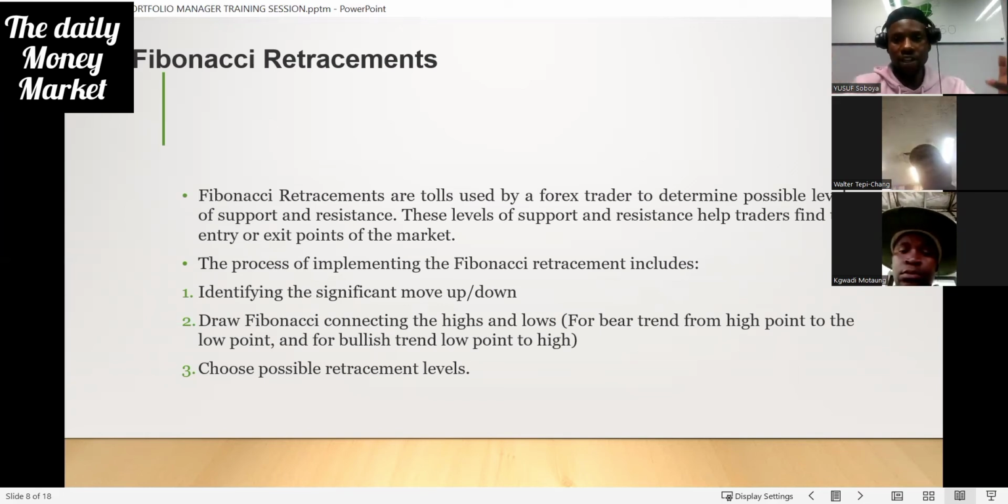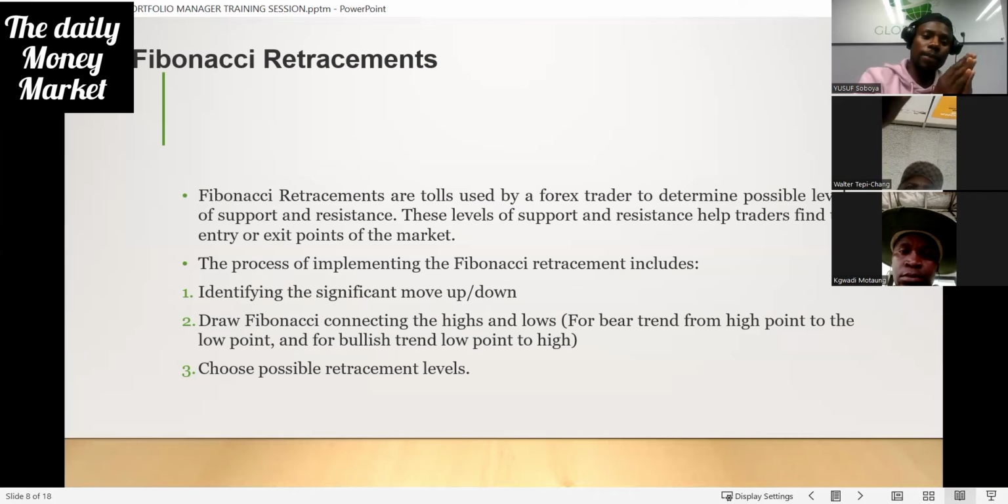These levels of support and resistance help traders find the entry or exit points of the market, right? So once you know the support and the resistance, then you know where to enter and where to exit. That's the most important thing about support and resistance levels. The process of implementing the Fibonacci retracement includes identifying the significant move, whether it's up or down, which is identifying the trend, whether it's a downtrend or an uptrend.